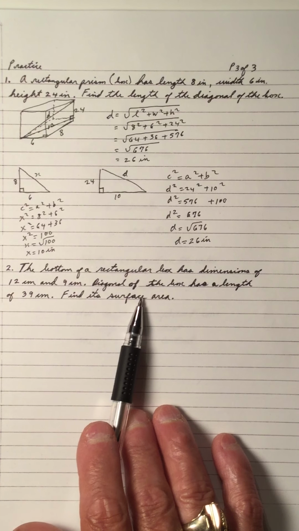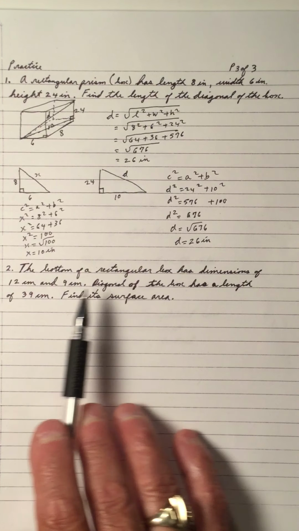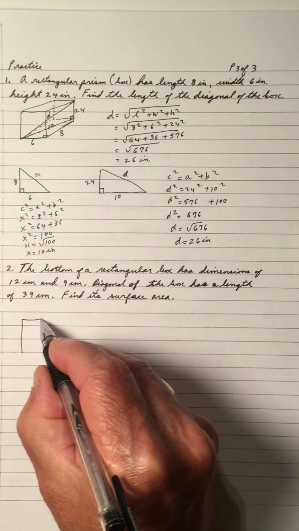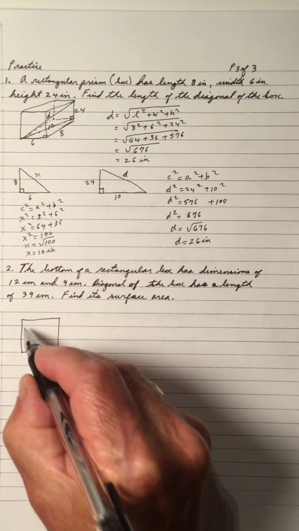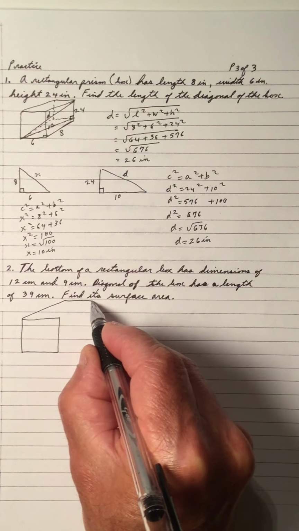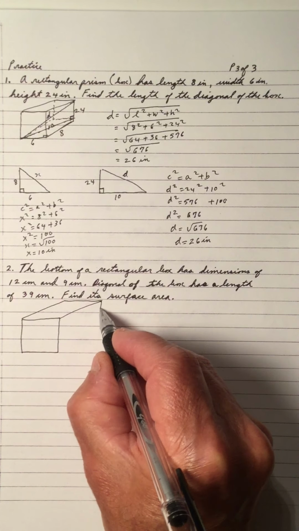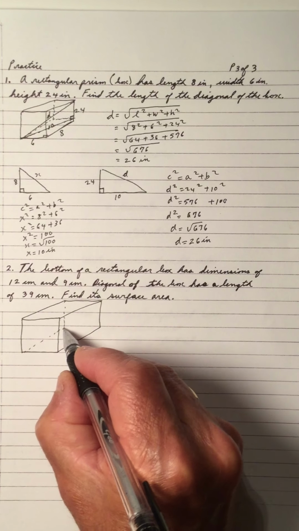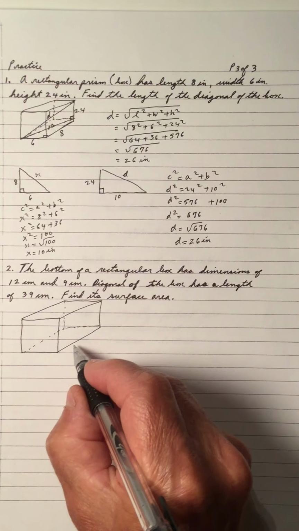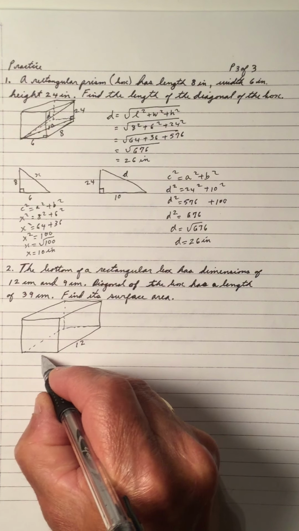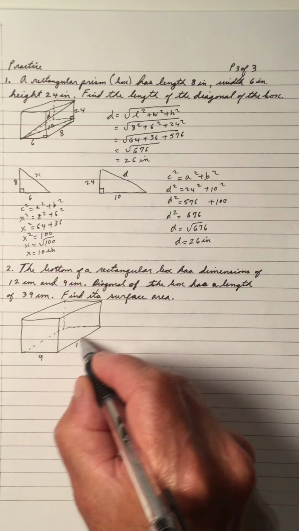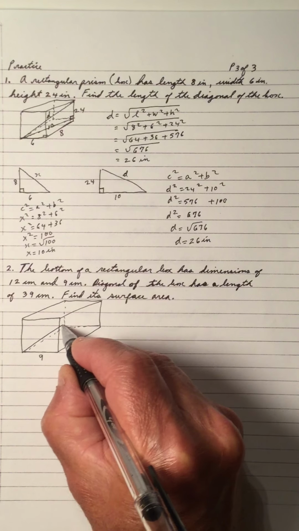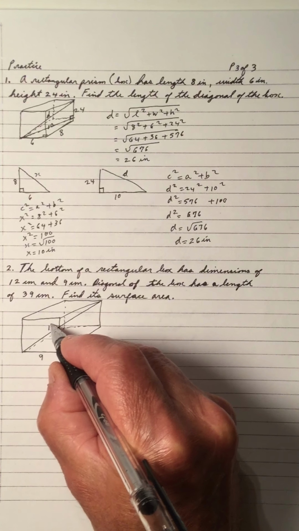Now, to get the surface area of a box, I need all sides. I have the bottom of the box. Well, let's draw the box first. Always draw the diagram because it gives you an idea of what's happening. So here's the box. Drop that down so you can get the three-dimensional idea. There it is. So the bottom of the box is 12 by 9. Length, and I could put 12 here and 9 there. Doesn't make a difference. The diagonal of the box is 39. So 39 is that one right there.